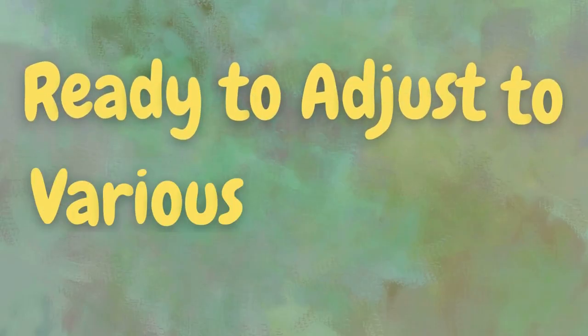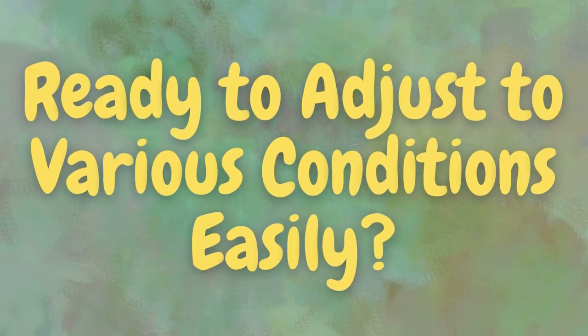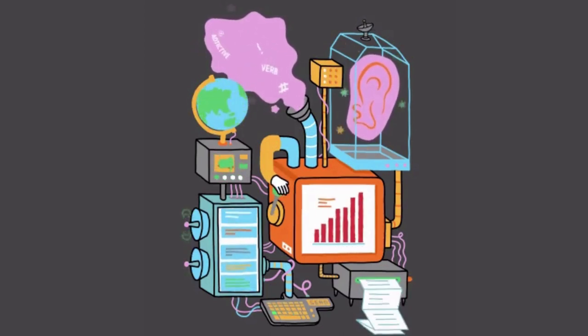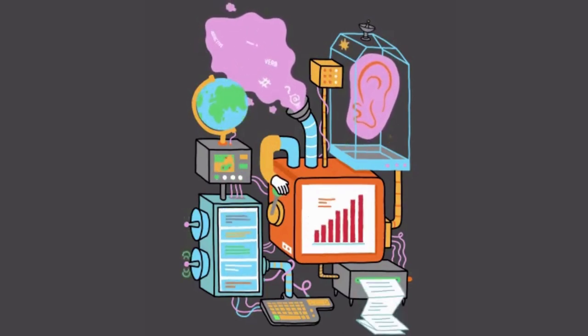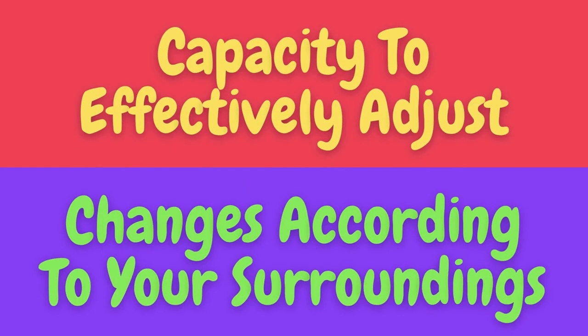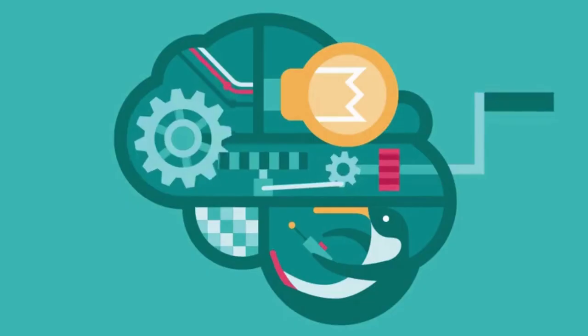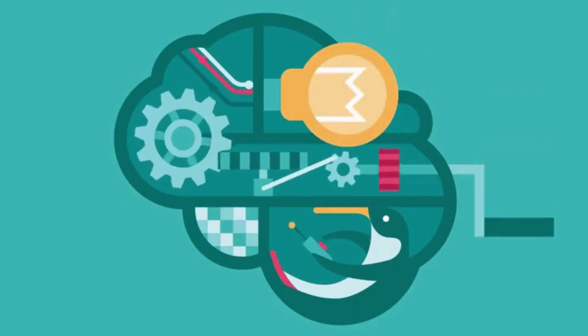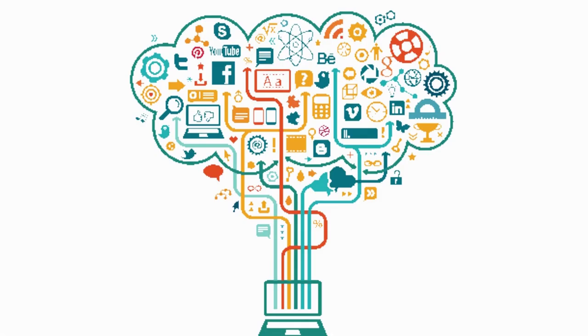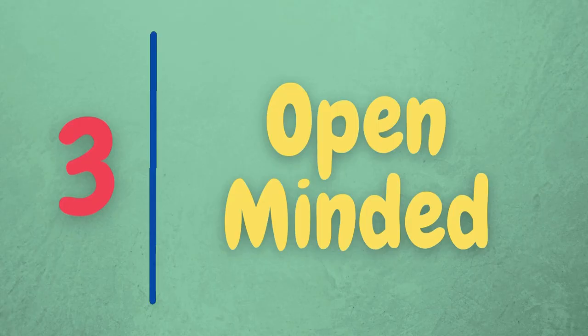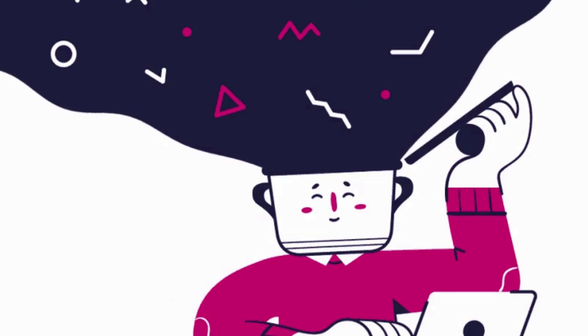Number 2. Adapting. Is it true that you are ready to adjust to various conditions easily? Intelligence isn't characterized only by the capacity to accumulate a great deal of data or by repeated memorization of data, but by your capacity to effectively adjust to changes in your surroundings. This is because it requires numerous intellectual processes, like perception, learning, memory, and problem solving. Subsequently, having the option to rapidly and productively utilize the collected data to your benefit is an indication of high intelligence.